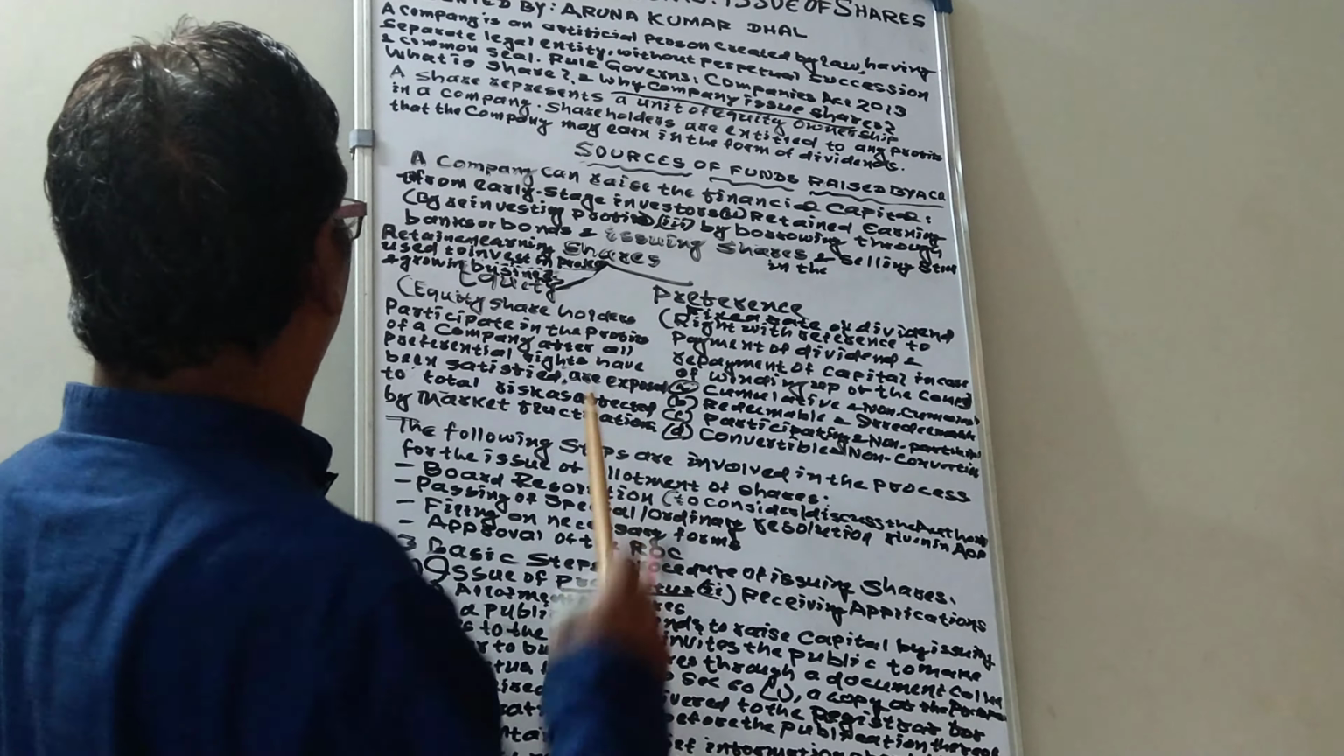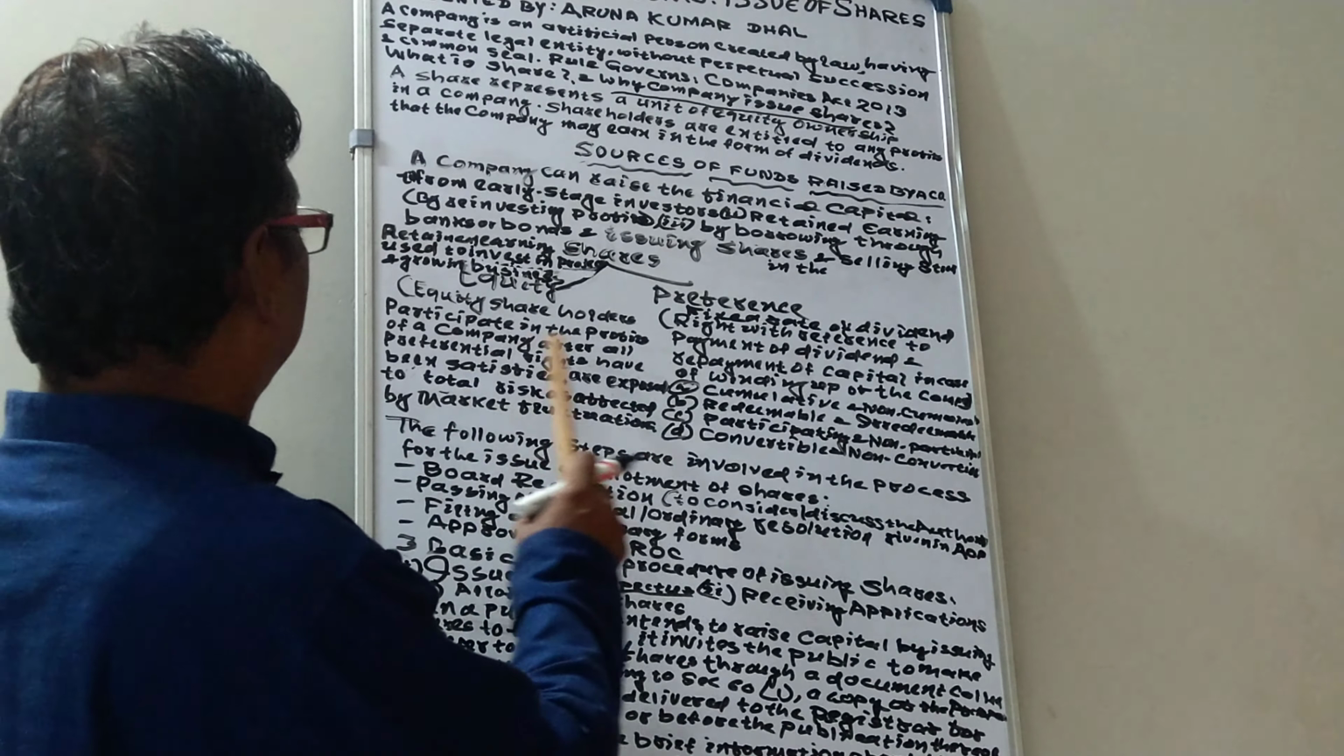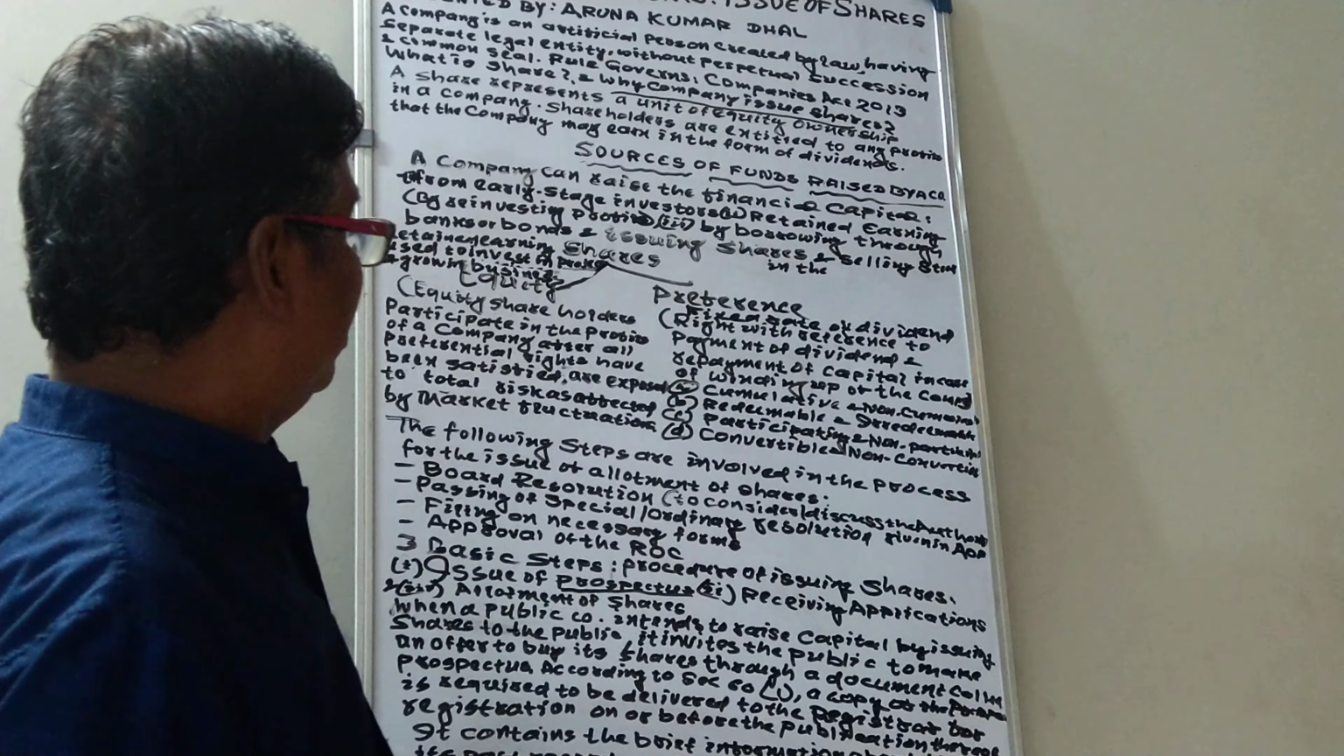So equity shareholders participate in the profit of a company after all preferential rights have been satisfied, and equity shareholders are exposed to total risk, because their investment is affected by market fluctuations. So there are two types of share. One is the equity share. I already told about the equity share.